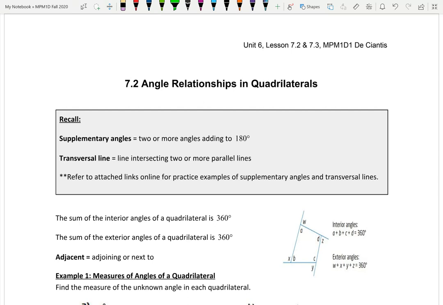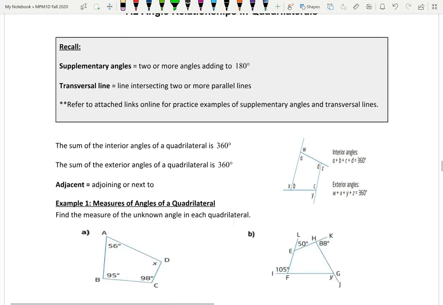Let's recall what we've learned from the previous lesson. Supplementary angles are two or more angles that, when you add them up together, equal 180 degrees. And a transversal line is a line intersecting two or more parallel lines. On our D2L classroom, I have posted two links under today's lesson for you to practice and refresh your memory on supplementary angles and the transversal line. Let's move on to today's lesson.